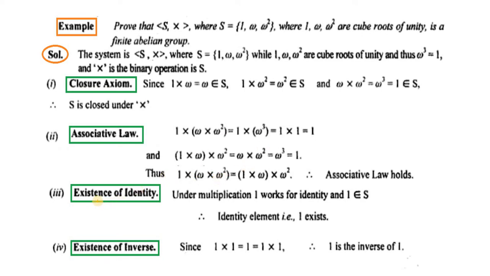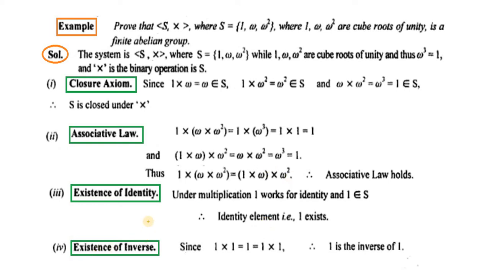Now we check existence of identity. Identity here means multiplicative identity element because the binary operation is multiplication. Under multiplication, one works for identity and one belongs to S. Therefore, identity element that is 1 exists. In this set S, we have the element 1, which has the property: if we multiply 1 with any other element, we get the element again. Hence, 1 belonging to S is the multiplicative identity element.